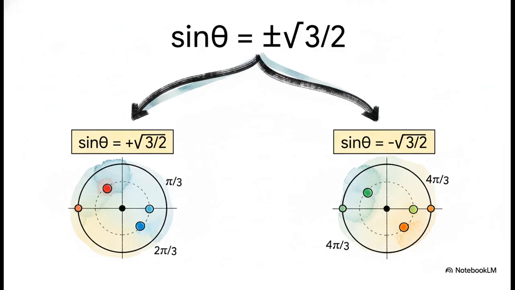And this is why that symbol is so cool. Our one equation now splits into 2 separate little puzzles. First puzzle. Where on the unit circle does sine equal positive root 3 over 2? Well, that happens up in quadrants 1 and 2 at pi/3 and 2 pi/3. Second puzzle. Where does sine equal negative root 3 over 2? That's down in quadrants 3 and 4 at 4 pi/3 and 5 pi/3. And look at that, 4 distinct solutions.